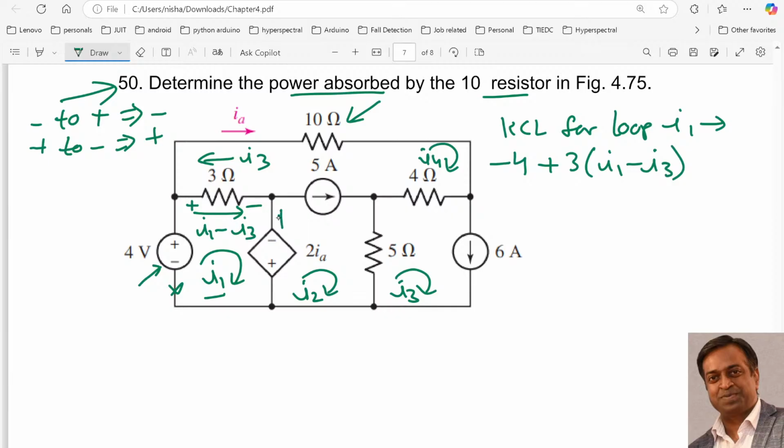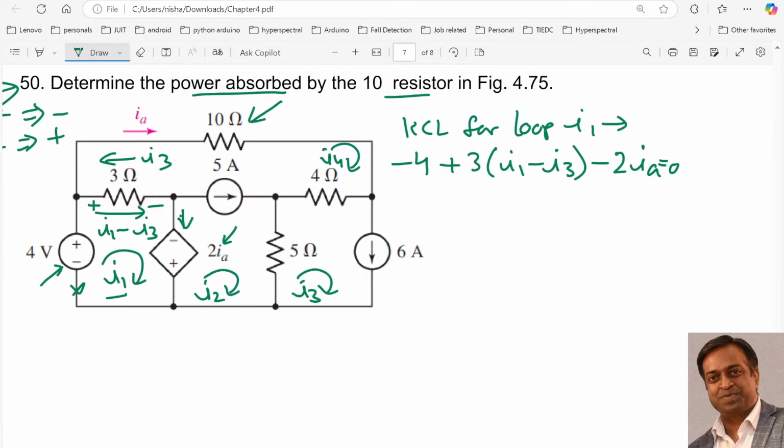After that I will come to this part. Over here the polarity is changing from minus to plus, so I will take it as minus, and the voltage is 2IA, so I will put minus 2IA. It is equal to 0, right? Now solving, 3I1 minus 3I3 minus 2IA equals 4. This is our equation number 1.